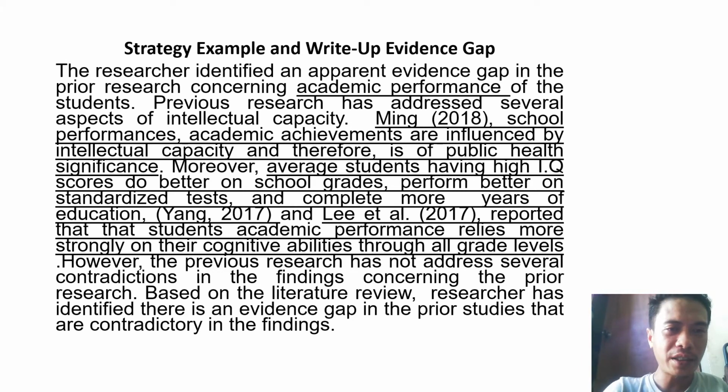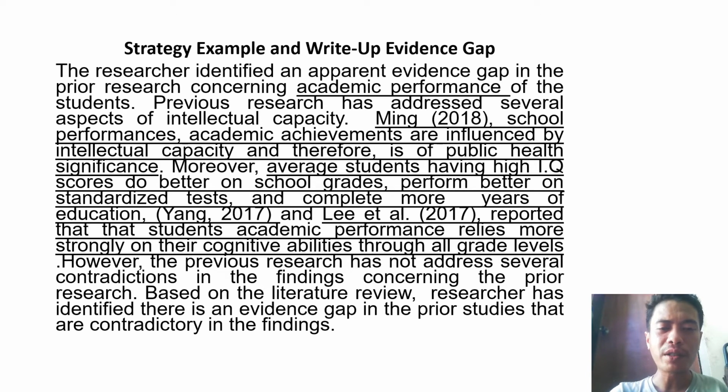Okay, this is the example. The researcher identified an apparent evidence gap in the prior research concerning academic performance of the students. You have to cite: previous research has addressed several aspects of intellectual capacity. Ming 2018: school performances and academic achievements are influenced by intellectual capacity and therefore are of public health significance. Second, moreover, average students having high IQ scores do better on school grades, perform better on standardized tests, and complete more years of education.